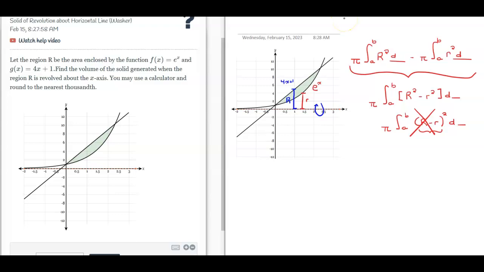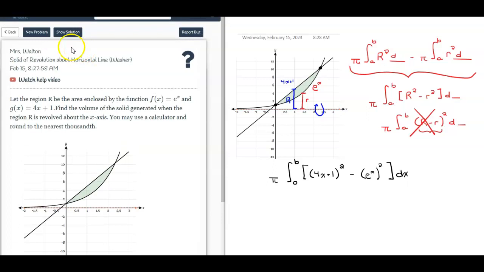So for our setup for this one, we have pi, we are integrating. It looks like our first limit of integration is 0. Our second limit of integration, this intersection point, I am too lazy to calculate that, but you are. It's going to be somewhere like 2.3, 2.4-ish. You would need to find that intersection using a graphing calculator. I'm just going to leave it as B for this video. So let's take a look here. My outer radius is 4x plus 1. We have our outer radius squared minus our inner radius, e to the x, squared. And then finally, we are taking this integral with respect to x, with dx.